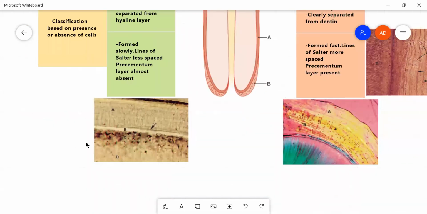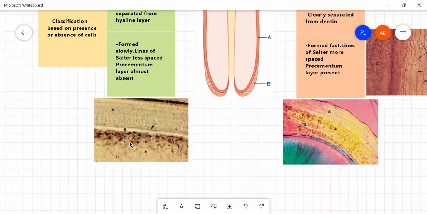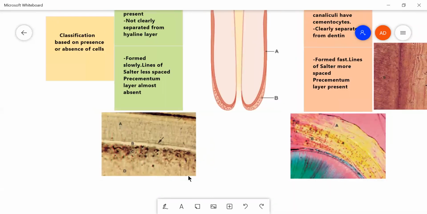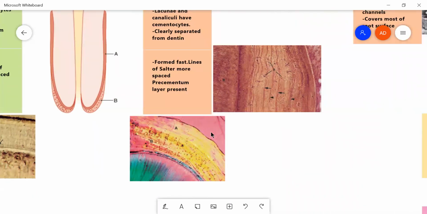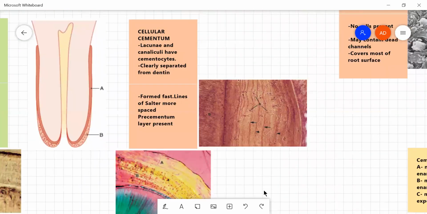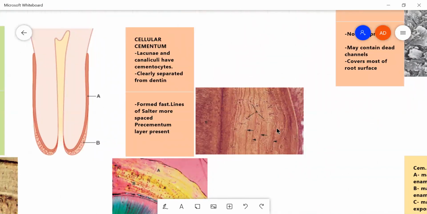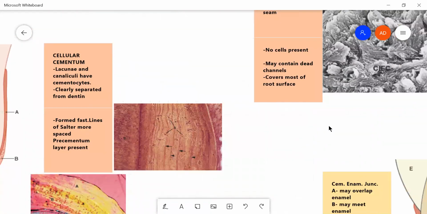In this diagram, you can see the granular layer of Tomes and the layer of acellular cementum. This is taken from the cervical region of the root. This one is taken from the apical region of the root. You can see the dark spots showing the lacunae of cementocytes, hence this is cellular cementum. This diagram shows the incremental lines of Salter. Just like enamel has the striae of Retzius, cementum has the incremental lines of Salter, which are age lines.